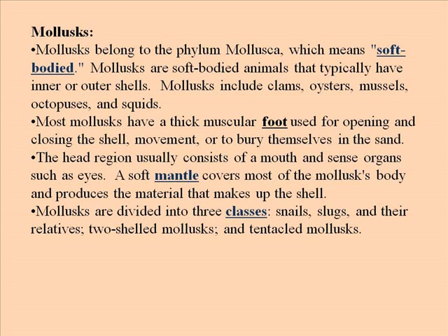So we're going to break them into three classes. When we talk about classification, we have domain, we break domains into kingdoms, kingdom into phyla, phyla into classes. So our three groups are going to be our snails and slugs and their relatives. The second group is going to be mollusks that have two shells. And then our last group of mollusks will be our tentacled mollusks.